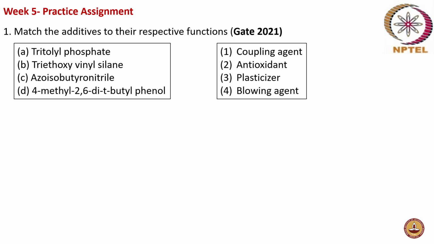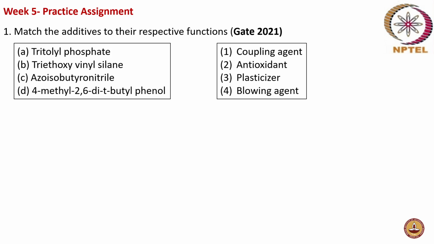So they've given tricresyl phosphate, triethoxyvinylsilane, azobisisobutyronitrile, and 4-methyl-2,6-di-tertiary butyl phenol. So these are some of the chemicals they have mentioned, and some of the functions they have mentioned as additives are coupling agent, antioxidant, plasticizer, and blowing agent. Now we have to match which of these additives have which of the properties.